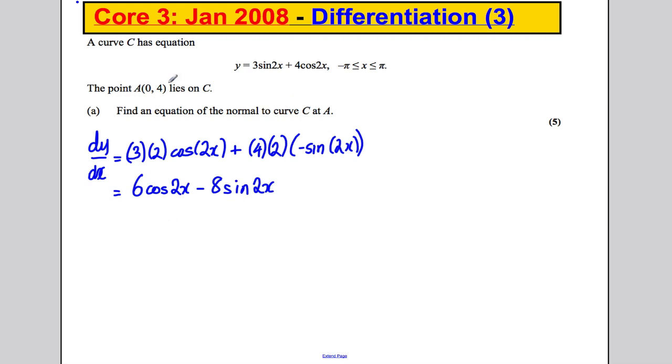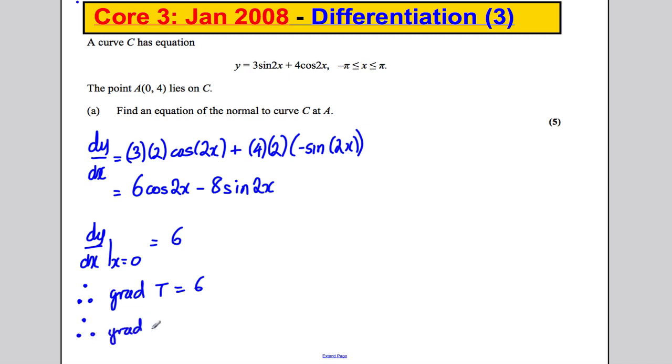You want dy by dx at x is 0, so you want dy by dx at the point x is equal to 0. And this would be, if you substitute 0 in here, you would get 6. So you know, therefore, gradient of the tangent is 6. Therefore, gradient of the normal is negative 1 over 6.